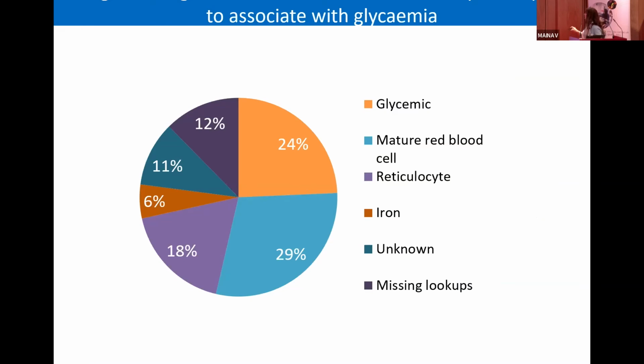So when we did this, we actually found, much to our surprise, that of the majority of our association signals with HbA1c, only about 24% appear to actually affect glycemia itself, and the vast majority of them seem to affect mostly red blood cell, reticulocyte, and iron traits.